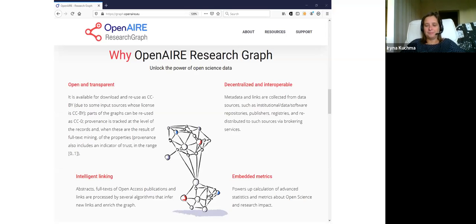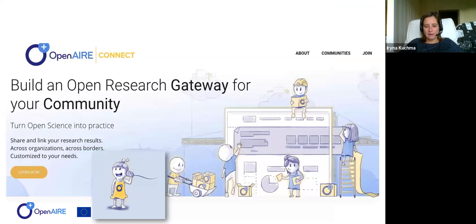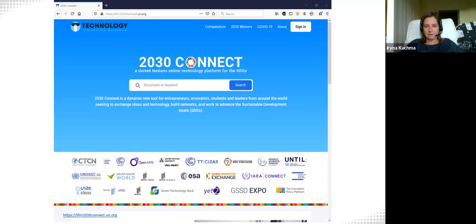and we're really happy to see a number of services using this information. We also offer so-called research communities gateway dashboards. And one example is our collaboration with UN agencies to build a portal to track achievement of UN development goals and also connect innovators.